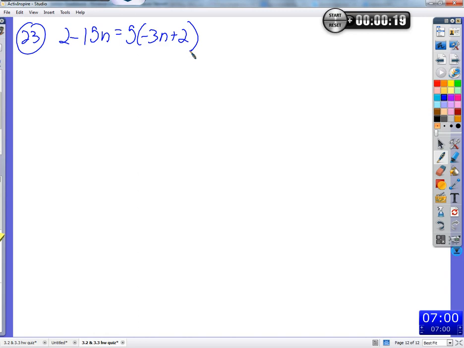Is this working out differently than other problems we've done? Slightly. Is it getting weird? Well, kind of, but I think we can think it through. Okay, let's start and think it through. So, what did you do first? I took five and distributed it. Okay, pretty standard. Negative 15n plus 10. What's next?